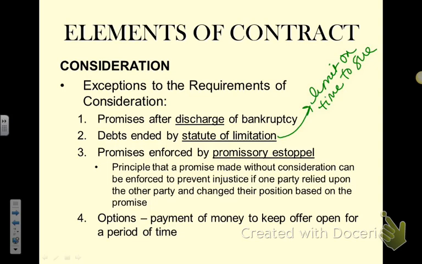Debts after the statute of limitations. Statute of limitations is the limit on the time you have to sue somebody in a contract, typically 4 years. So if a debt contract ends, and 4 years have passed and the other party hasn't sued you, they can't sue you, basically, okay?